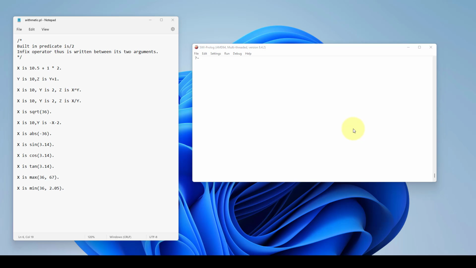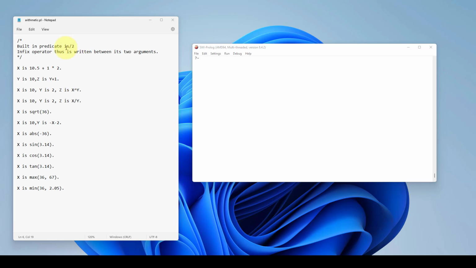Okay, let's take a look at the Prolog programming language. Here on the left we have some source code, and in this program we're going to look at the arithmetic operations using the inbuilt predicate is. So we have is/2.